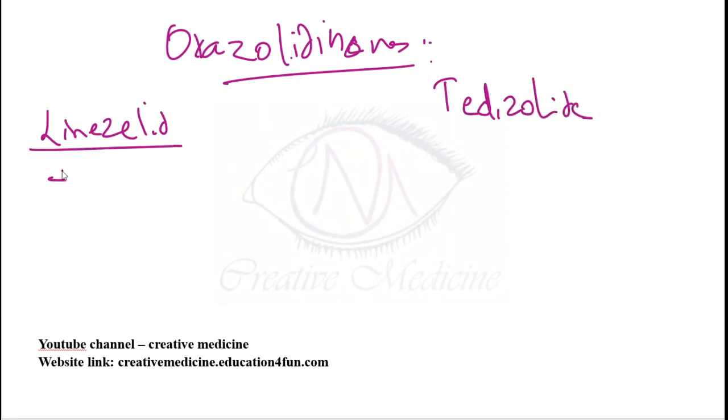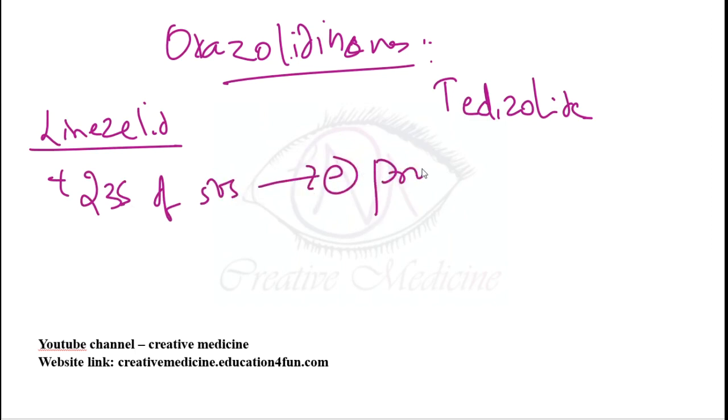Linezolid binds to the 23S of the 50S subunit and thus inhibits protein synthesis. Both linezolid and tedizolid inhibit protein synthesis. In pharmacokinetics, both can be given either orally or by IV route, and they have 100% bioavailability. They have no cross resistance with other protein synthesis inhibitors.